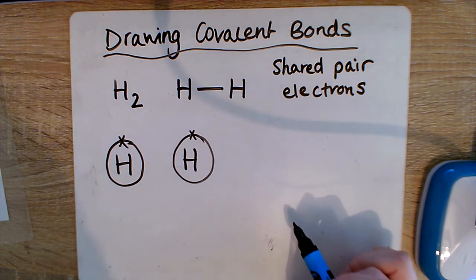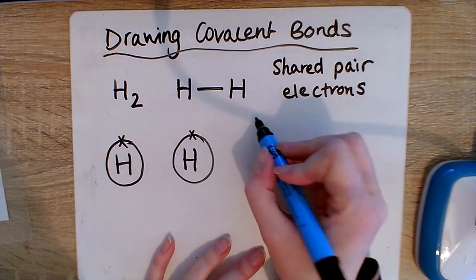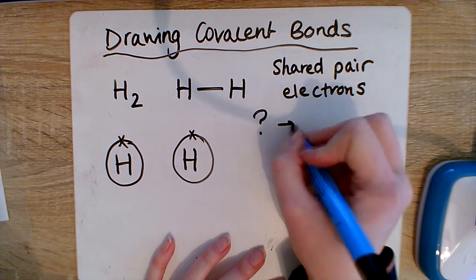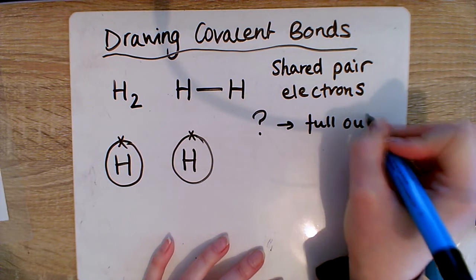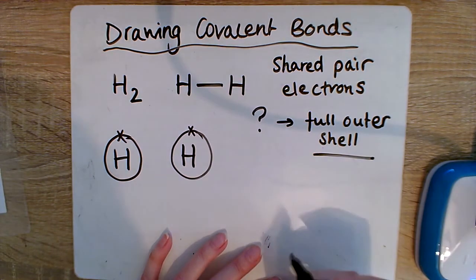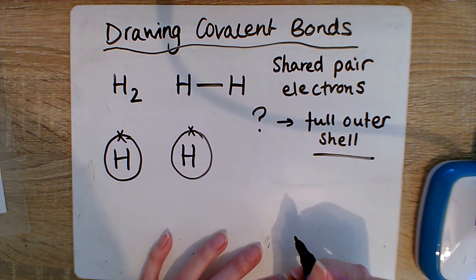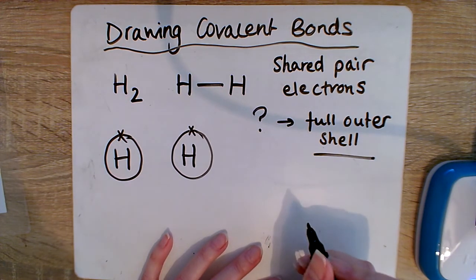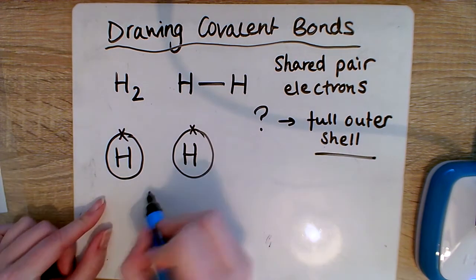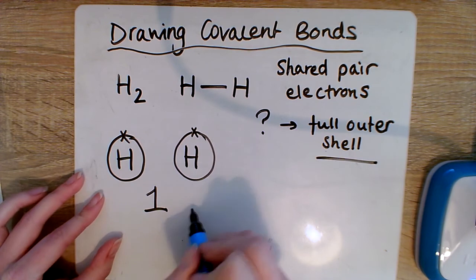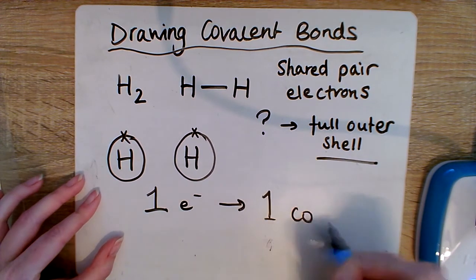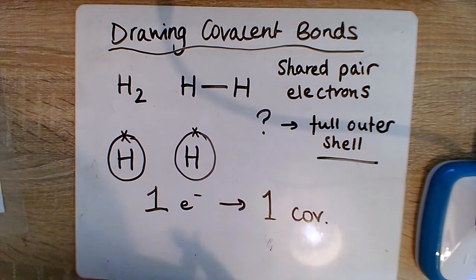So when you're drawing covalent bonds, what you need to do is look at how many electrons the atom needs to gain a full outer shell. And this will tell you how many electrons it needs to fill that shell, and how many covalent bonds it's actually going to form. So we know that both of these hydrogen atoms need 1 extra electron, so they're going to form 1 covalent bond. I'll show you how we draw that now.